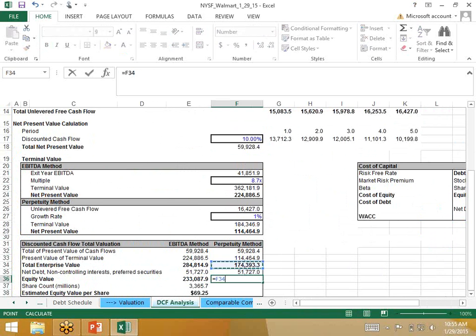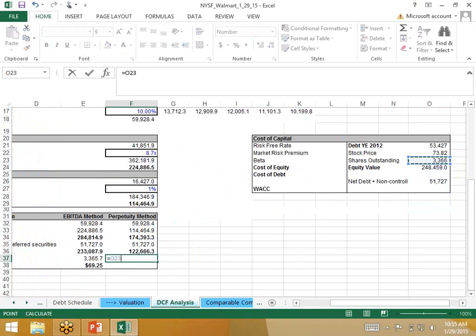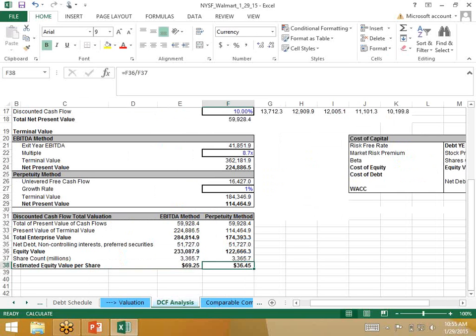And so the total enterprise value minus the net debt is 122,666.3. So the equity value is the total enterprise value minus the net debt. And we'll pull in the share count because we'll divide the equity value by the shares to get the implied stock price, which is $36.45. Way low, too low. Doesn't make sense. The reason is our WACC is off, and we'll explain what that means.